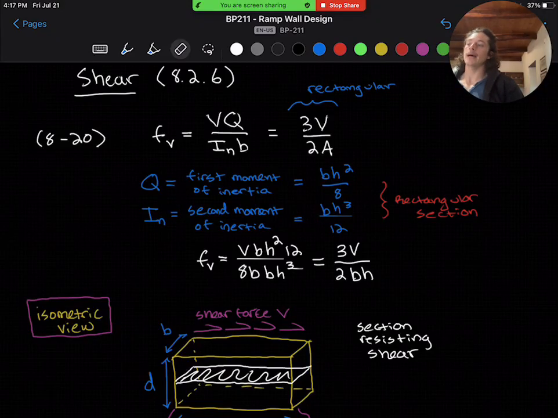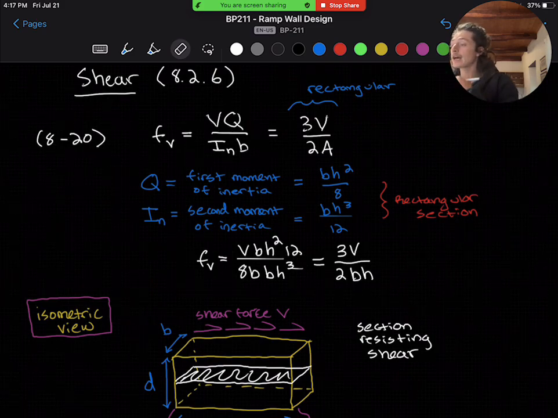Our first major capacity check is going to be shear capacity, Section 8.2.6 of ACI 530. First, we're going to calculate the shear stress that the section is experiencing, from equation 8-20, fv equals VQ over Ib, which is equal to 3V over 2A for a rectangular section. And that's in comment 8.2.6.1.